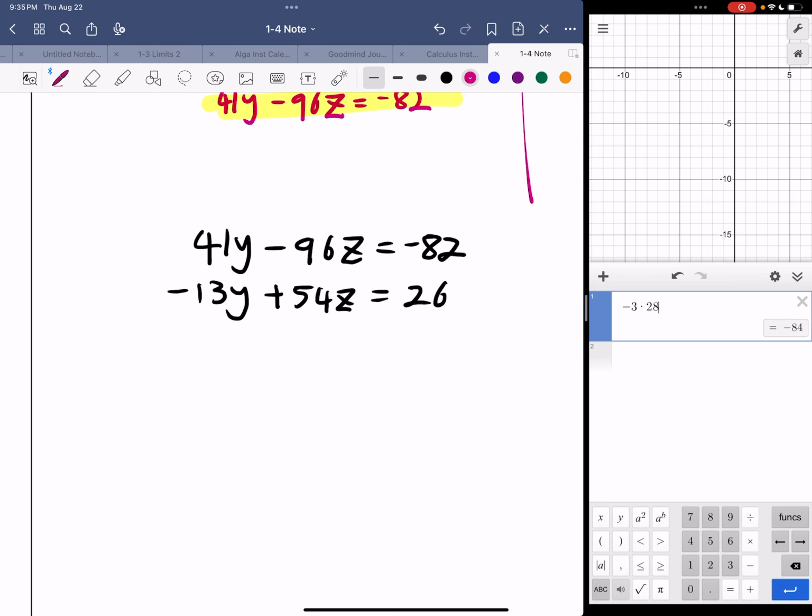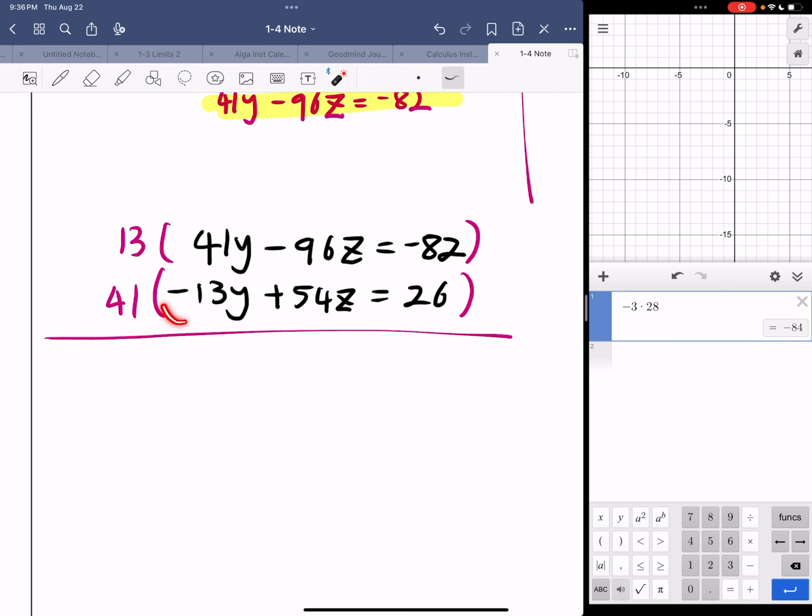So let's do this one. Do you see these two are two different signs? So on the top, I'm gonna just multiply positive 13. In the bottom, 41, okay? Now since these two are different signs, I don't have to put negative to one of these two, okay? So let's do it.